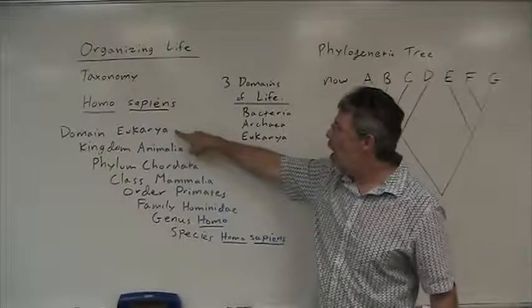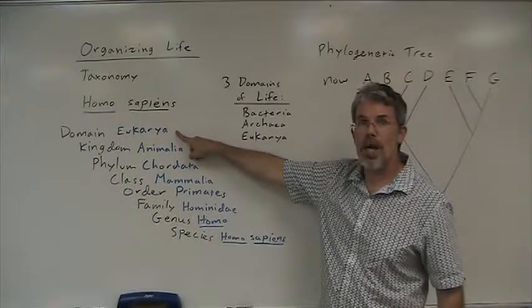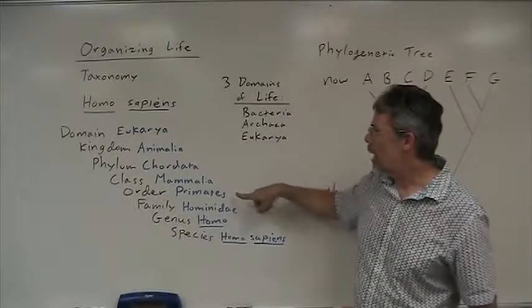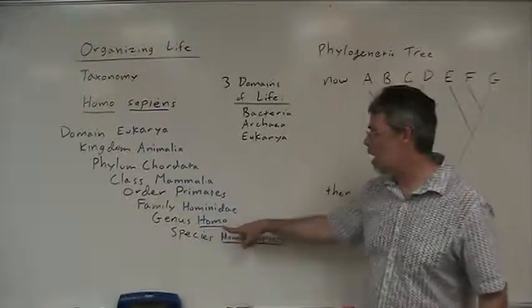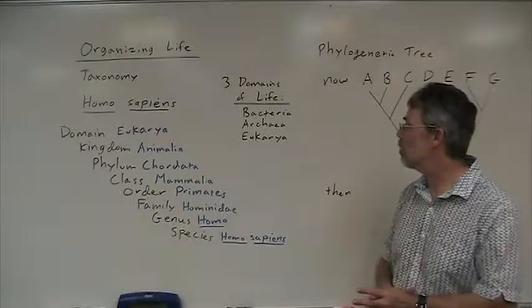Now, all organisms with a nucleus are in the domain Eukarya: animal kingdom, phylum Chordata, class Mammalia, order Primates, family Hominidae, genus Homo. Notice how I wrote this. Species Homo sapiens. Notice that the whole species name is written here.